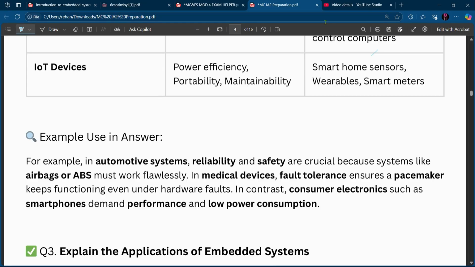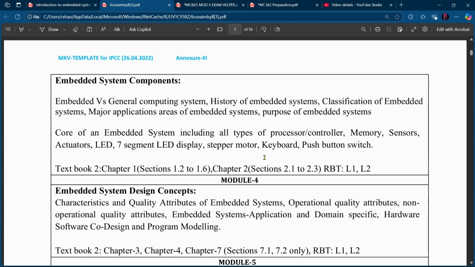We'll be talking about applications. Operational and non-operational is done. Almost half is done. Okay, we'll see it in the application section. Bye bye.